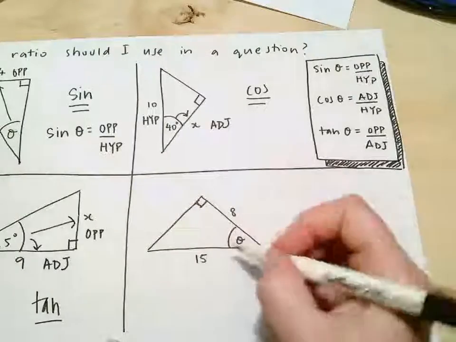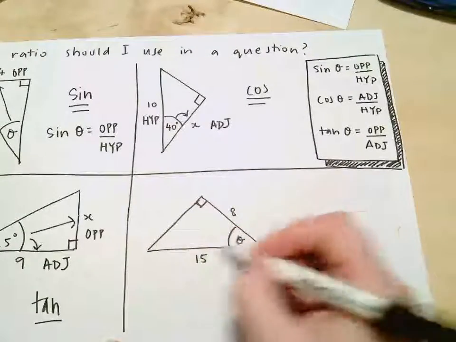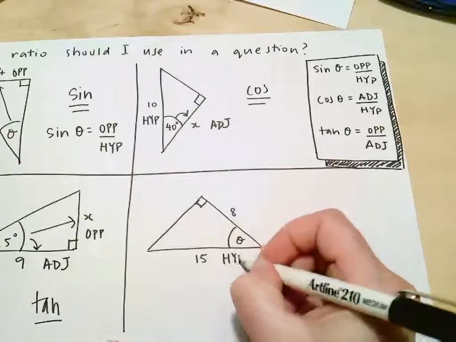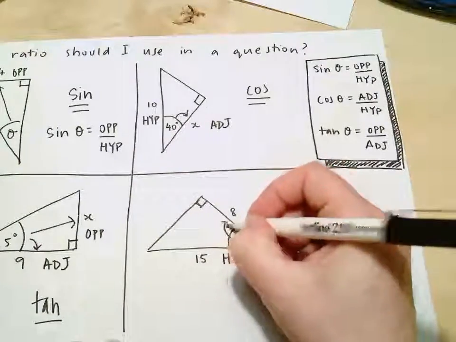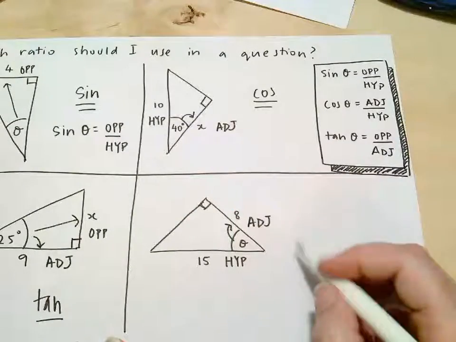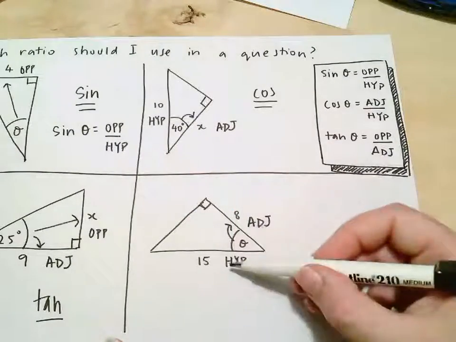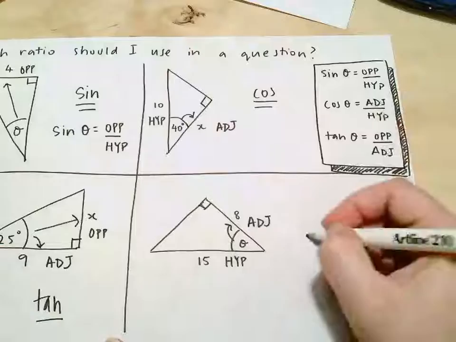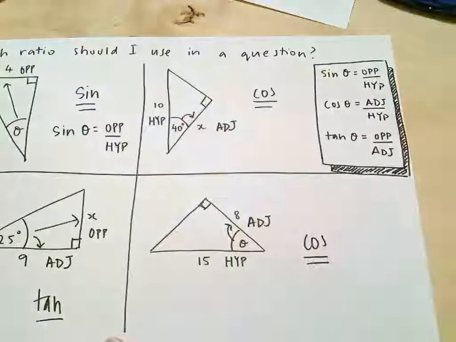Last one here. Here's my angle. I can see that this is the hypotenuse, the longest side I've been given. This one here is the side that is adjacent to my angle, since that would be the opposite. So I'm looking for the ratio that involves adjacent and hypotenuse, which here would be the cos ratio.